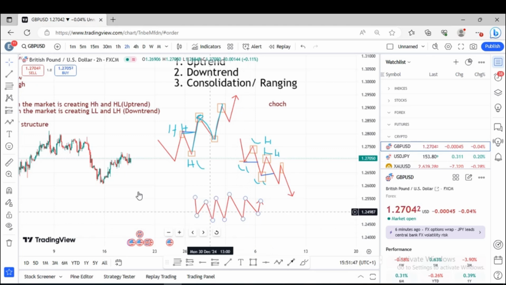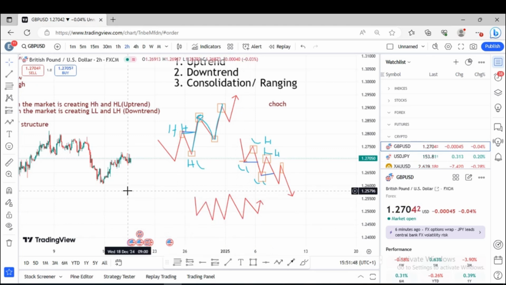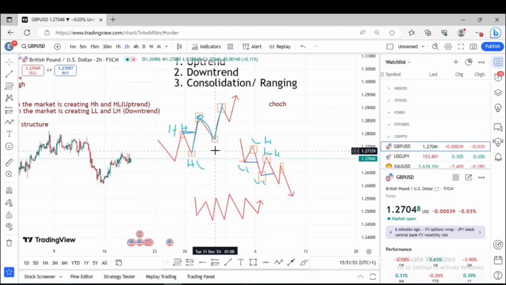So that's it. But all this is just a pictorial drawing of uptrend, downtrend, and consolidation. This pictorial view is not the same when you are looking at the chart, because you're seeing candles moving up, moving down. They are not moving straight like this straight line I'm drawing now. So the market will be moving something like this.